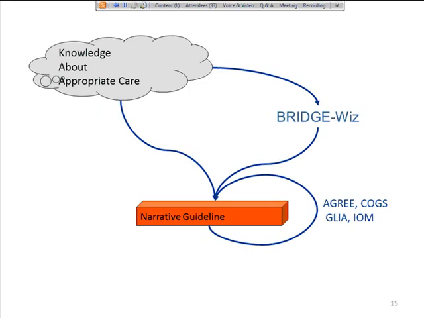We can take knowledge about appropriate care and, using established processes, move to a narrative guideline, or perhaps using BridgeWiz as a crutch, we can move to a narrative guideline and make some judgments about how good that guideline is using instruments like AGREE or COGS, GLIA, or the Institute of Medicine criteria.